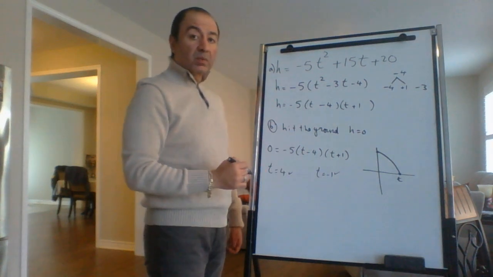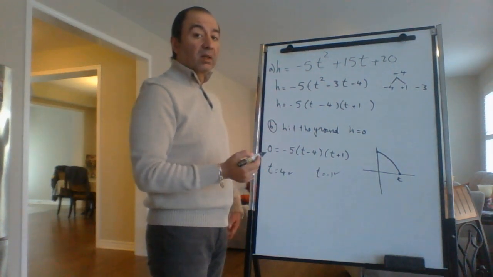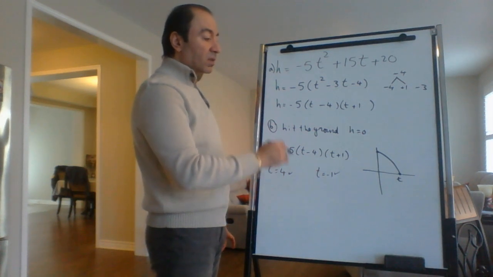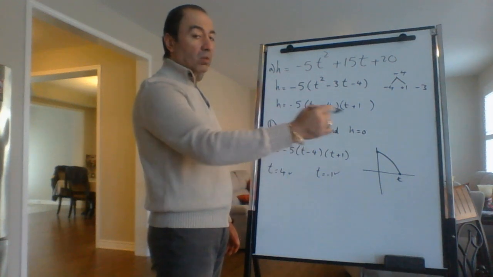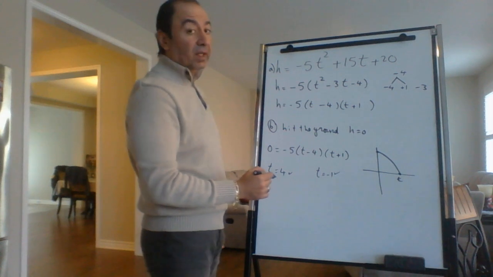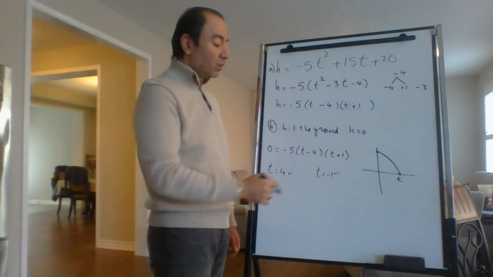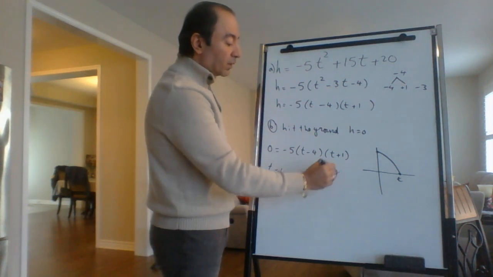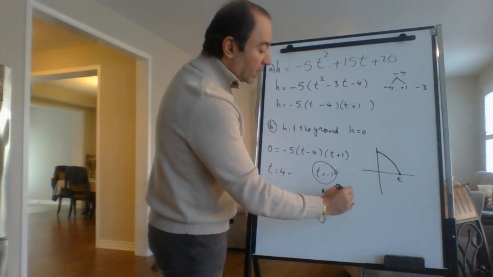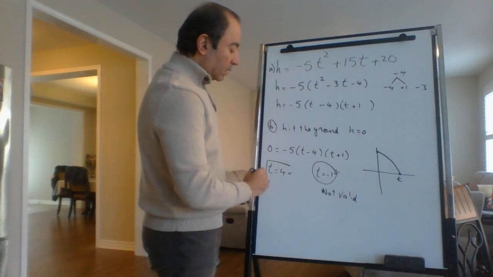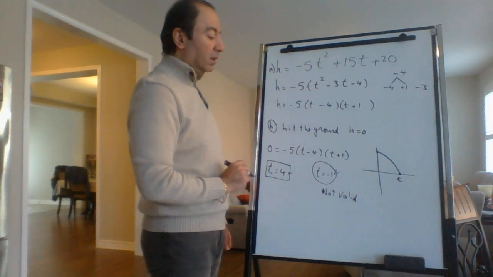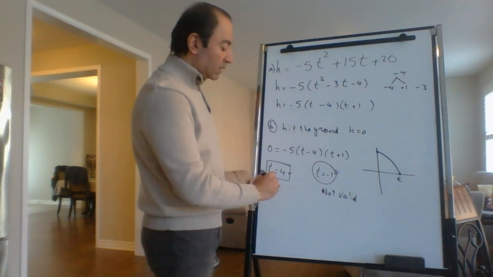Mathematically, those are the two values, but logically, one of them is valid and the other we cannot accept. This one is valid because it's positive and time can be 0 or more. But t equals negative 1 is not valid because there is no negative time, unless it's a science fiction movie or something. So this is not valid. From here we can write a conclusion statement that the object will hit the ground after 4 seconds from the start. So this is the right answer.